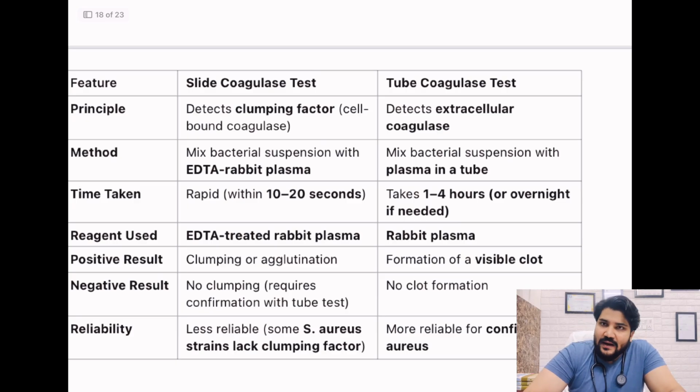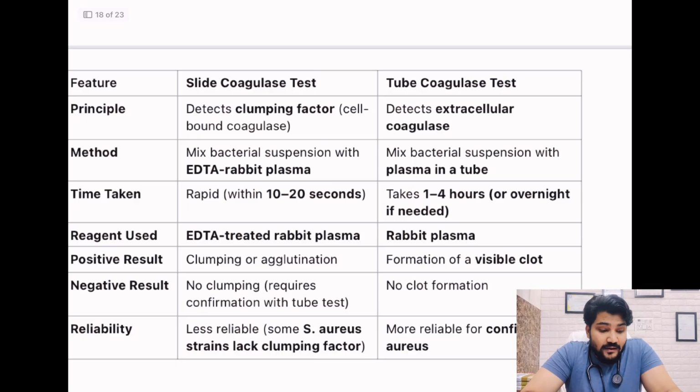And this plasma, mostly it is rabbit plasma for the theoretical aspect, but in most laboratories we are using normal plasma. The important thing is that slide coagulase is rapid. It takes only 10 to 20 seconds. But for tube coagulase, you have to wait for at least 1 to 4 hours.